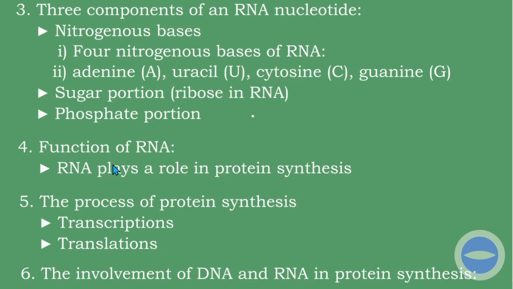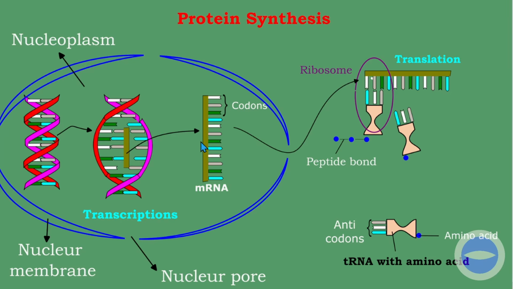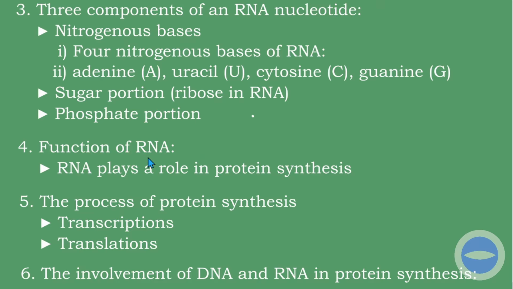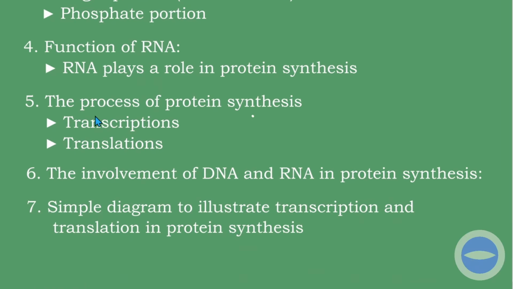Then now we go to the functions of the RNA. RNA plays a role in protein synthesis, like the sketch that I've showed you. We've got RNA that is formed inside the nucleus and then moves out of the nucleus. And then we've got another, tRNA, that is forming proteins. This is the formation of a protein. And then now we go to the process of protein synthesis.